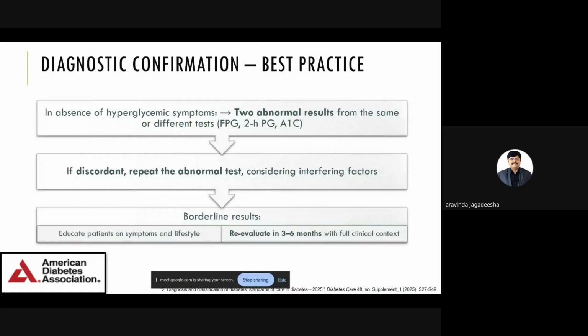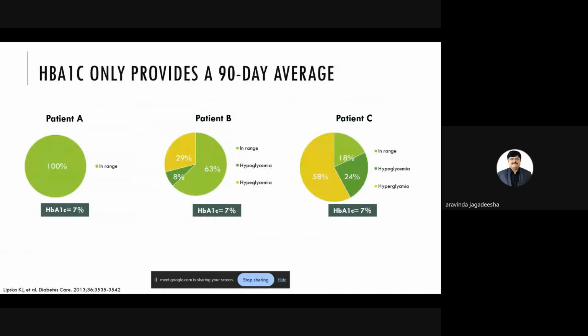So, if you take the diagnostic confirmation, in the absence of hyperglycemic symptoms, two abnormal results from the same or different tests, like fasting plasma glucose, 2 hours post glucose, A1C level. If discordant, repeat the abnormal testing, consider interfering factors. Borderline results, educate patients on the symptoms and lifestyle, re-evaluate in 3 to 6 months with full clinical context. So HbA1c only provides a 90-day average.